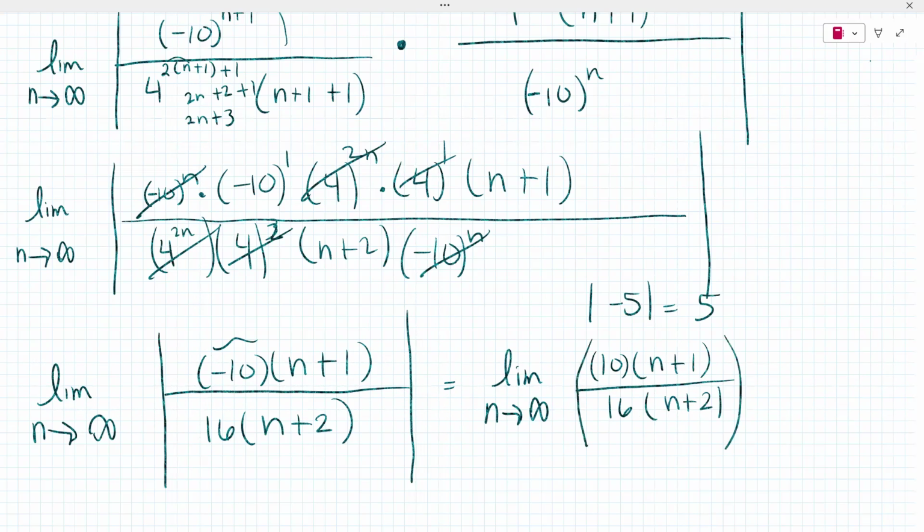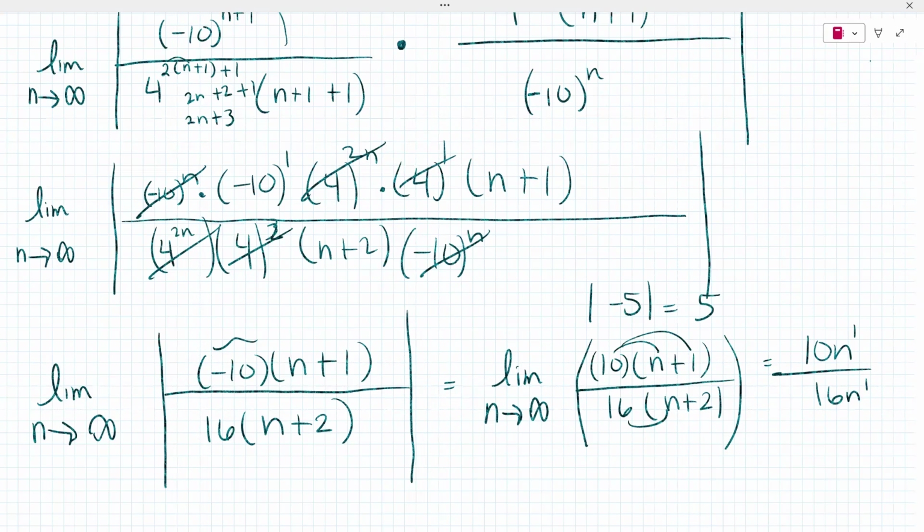And then FOIL out this 10, so it's going to be 10n. Remember, we only care about the highest power in the numerator and denominator because that's how you take the limit of a horizontal rational function. So even though I could FOIL out the 10 times 1, I don't really care about this 10 because I only care about the highest power. So this is 10n. And then if I FOIL out the 16, this is 16n. See how the degrees are the same?